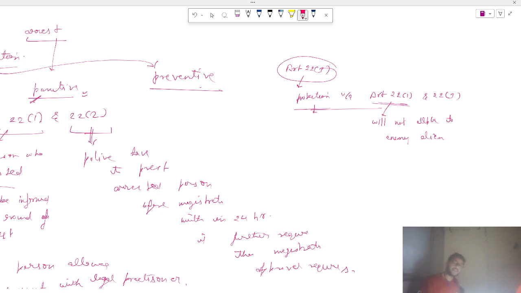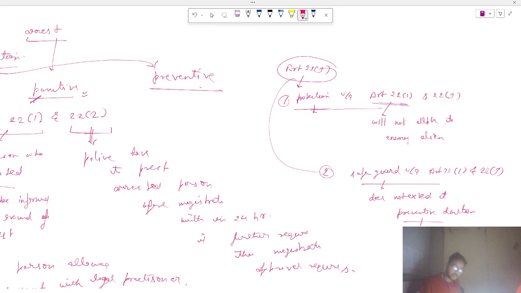That is the first thing. The second thing Article 22 clause 3 says is that the safeguards under Article 22 clauses 1 and 2 do not extend to preventive detention.